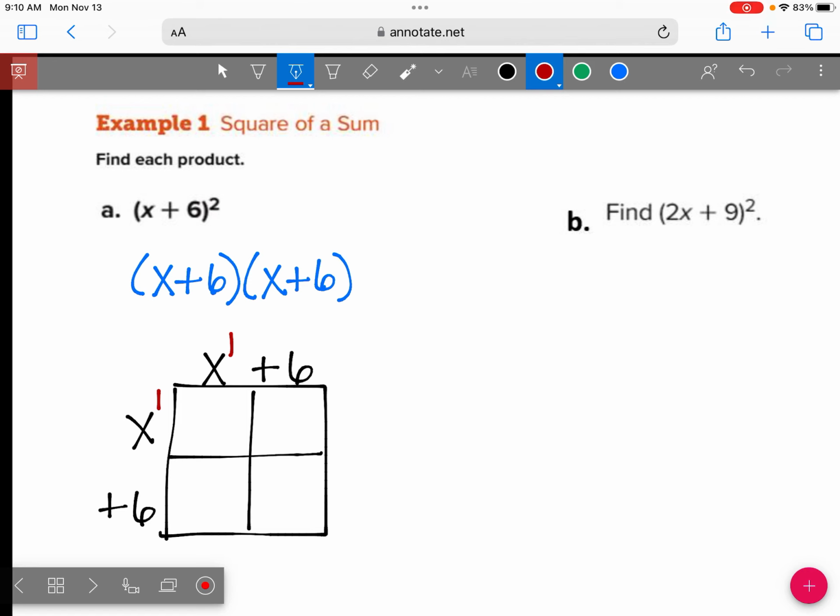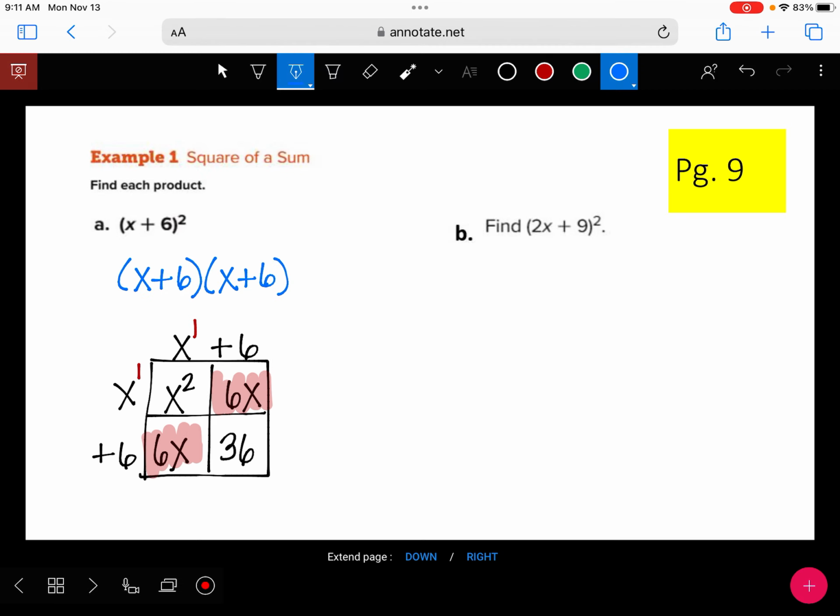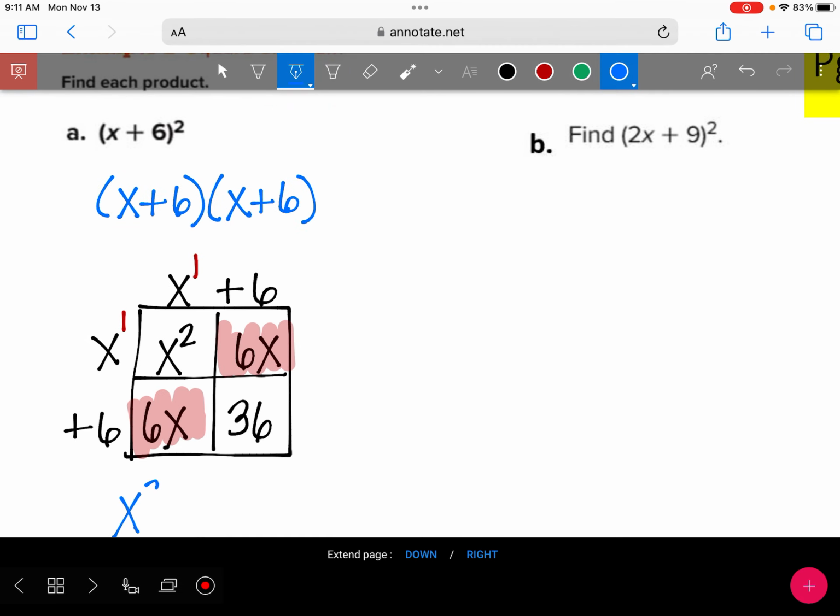So in this first square, you have x times x. What is x times x, everybody? X squared, good. What's x times 6? 6x. And we have that in both squares. And then lastly, 6 times 6 is 36. These 2 squares are like terms. So your final answer would be x squared plus 12x plus 36. Raise your hand if you had that for your answer.